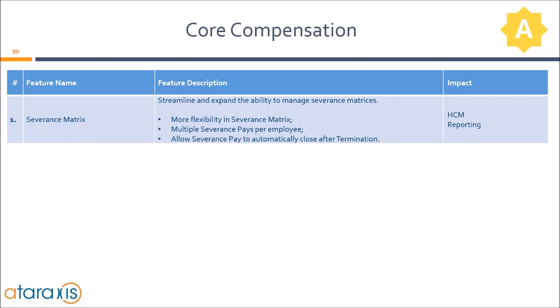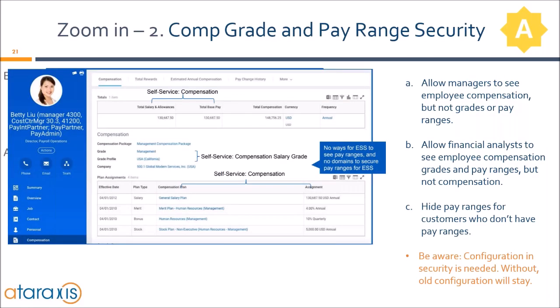Then we go to core compensation. You see that there are actually no opt-ins, so we go straight to the automatically available features. The first one is the severance matrix. It's to streamline and expand the ability to manage severance matrices. So it will give you more flexibility. You can now have multiple severance pays per employee. And also the feature will allow you to automatically close the severance pay after the termination date has passed. So that's also really nice.